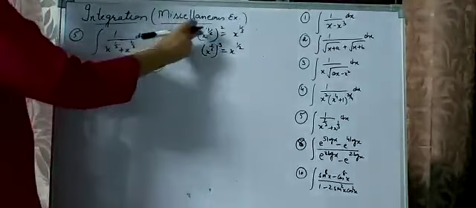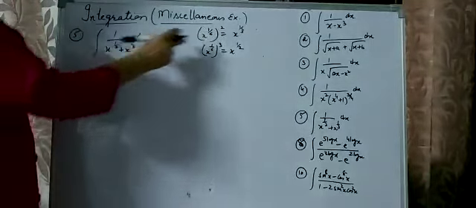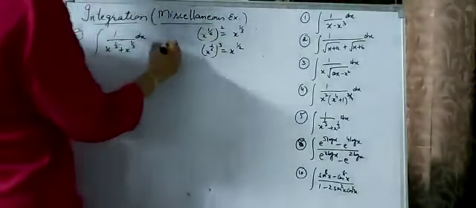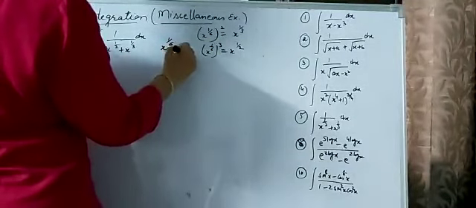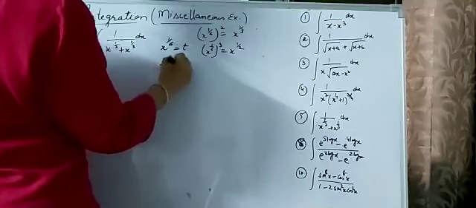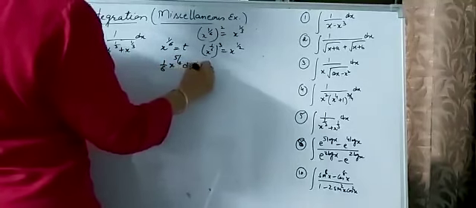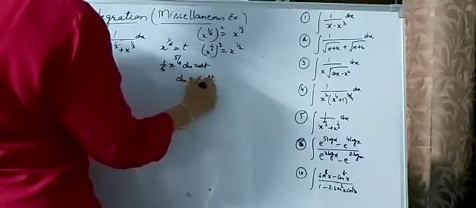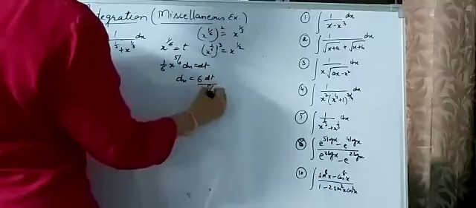So that means x raised to power 1 by 6 is the common function. When we square and cube it, you can convert to these. So in this question, we put x raised to power 1 by 6 as t. So what's its derivative? This is its derivative. So dx is 6 dt upon x raised to power 5 by 6.